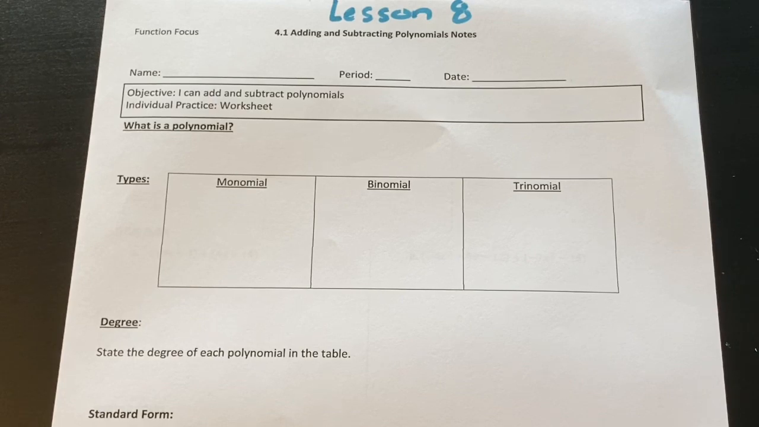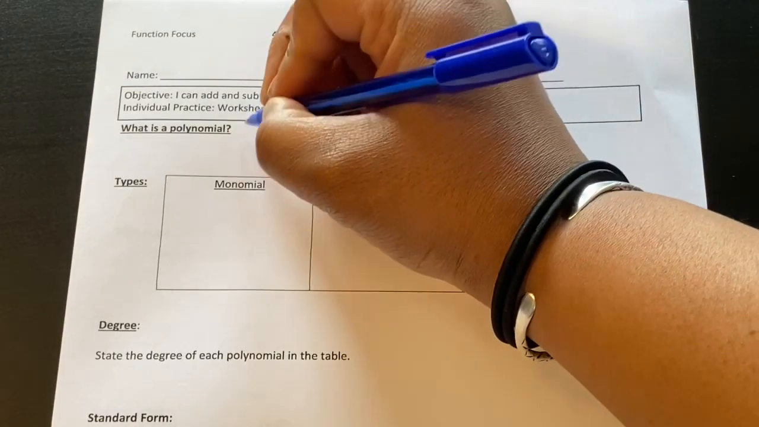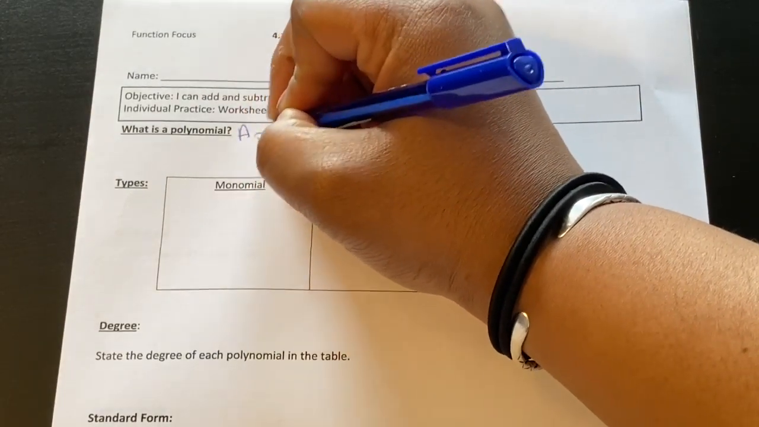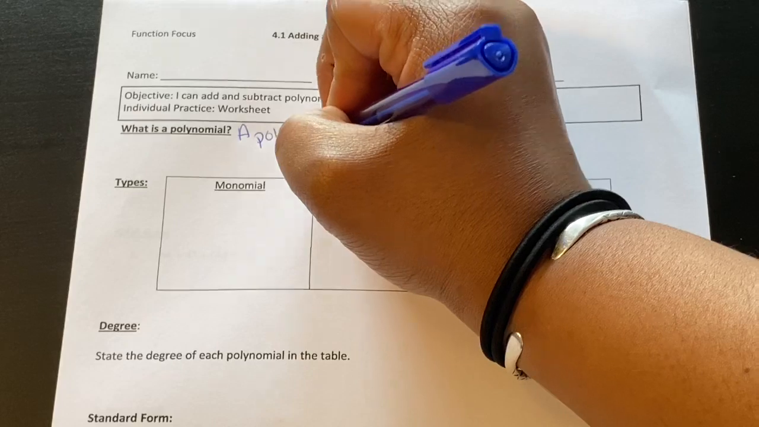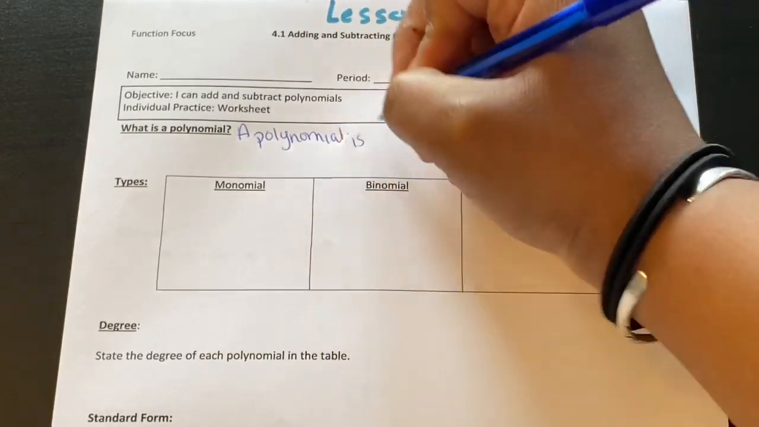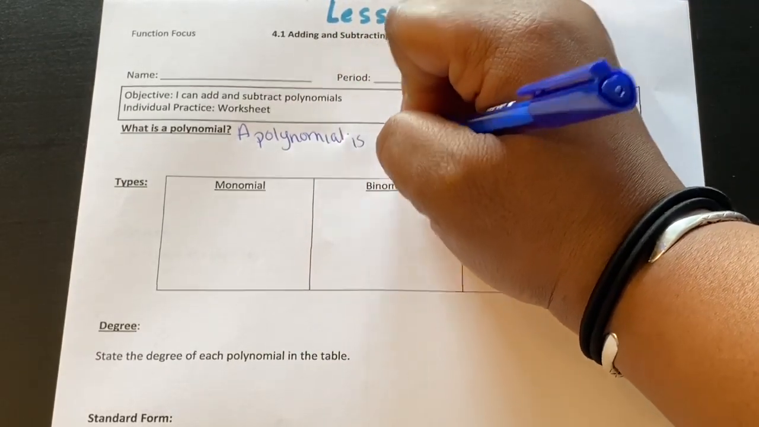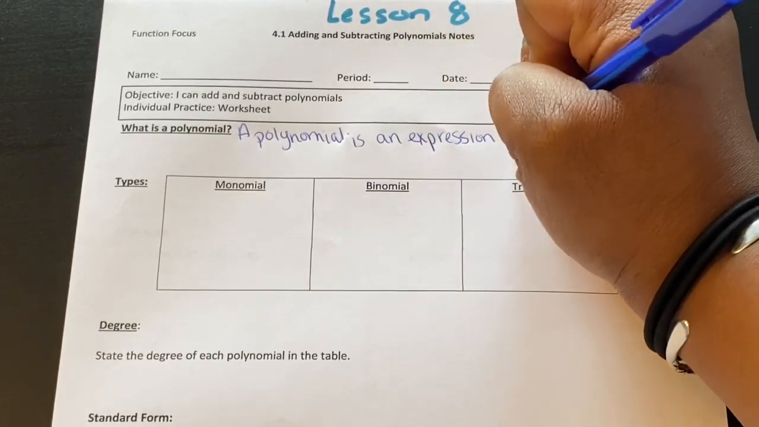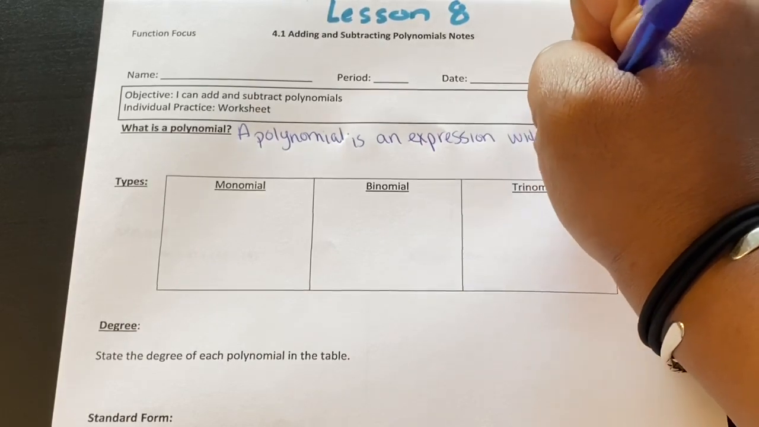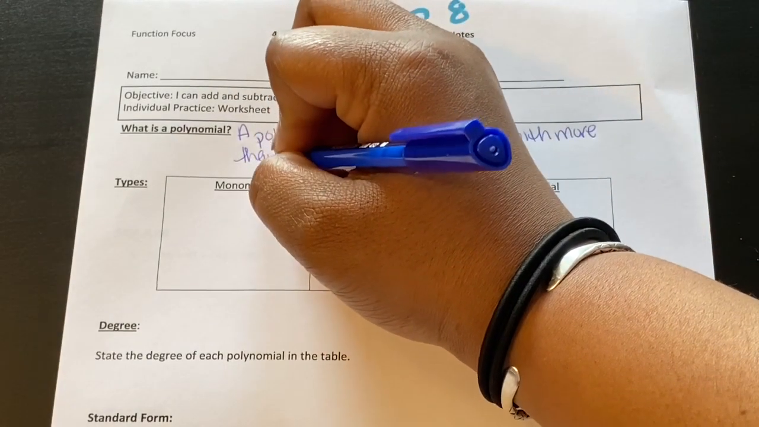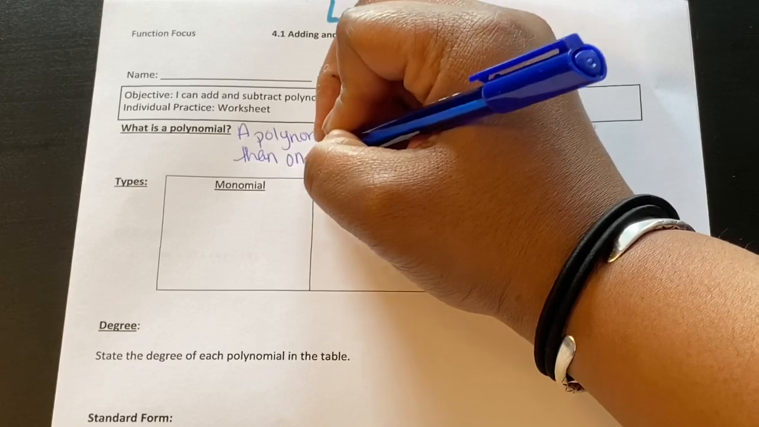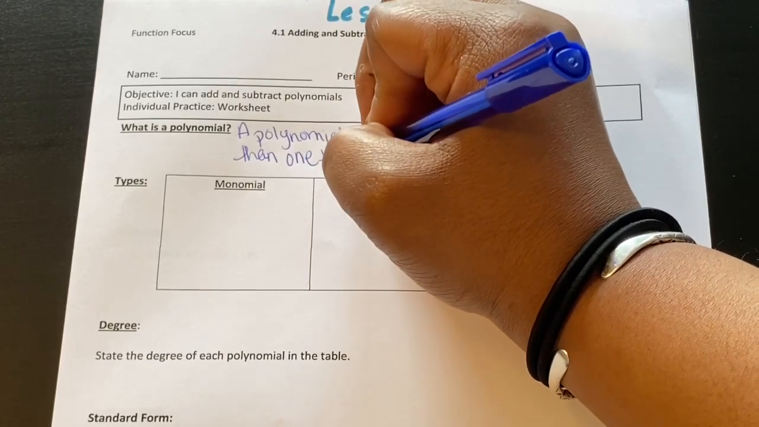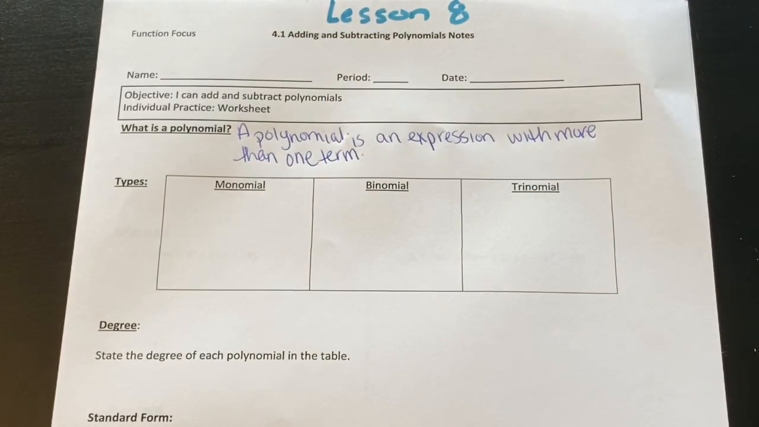So what is a polynomial? A polynomial is an expression with more than one term. Poly meaning more than one or many.